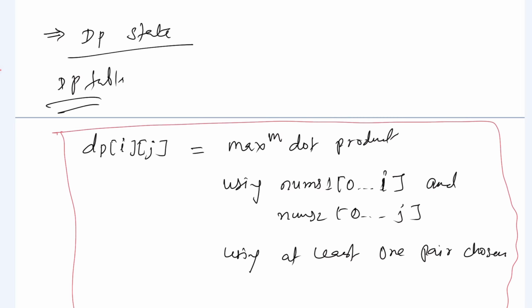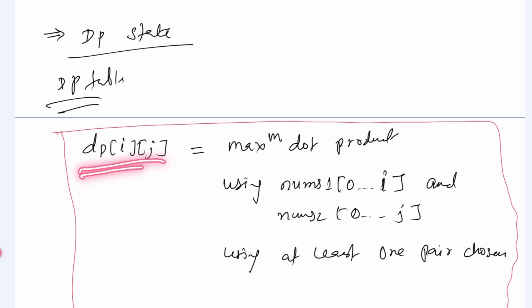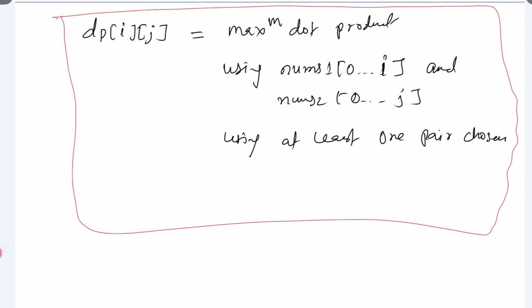What is this saying? DP at I and j means at every index I and j, we have to get the maximum dot product and store it here. How? By using nums1 from 0 to I and nums2 from 0 to j, using at least one pair that we are going to choose. So it's important and we should not forget that, right?